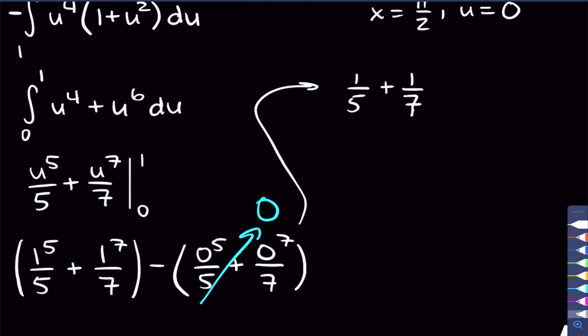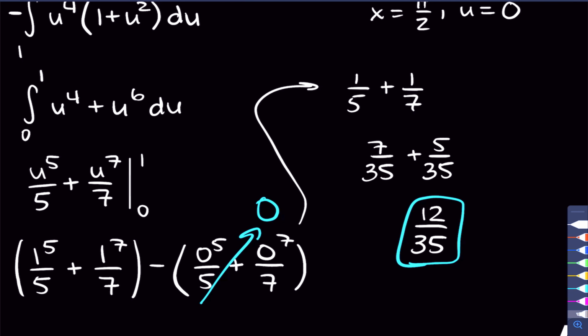Now you can find common denominators between 5 and 7. That's going to be 35. So if we get our common denominators here, multiply this guy by 7 over 7 to get 7 over 35. And multiply 1 over 7 by 5 over 5 to get 5 over 35. And finally, 7 plus 5, that's 12, so we get 12 over 35. And that is our answer for our second to last problem for this video. Okay, so that was problem 7. Problem 8 is quicker, I promise.